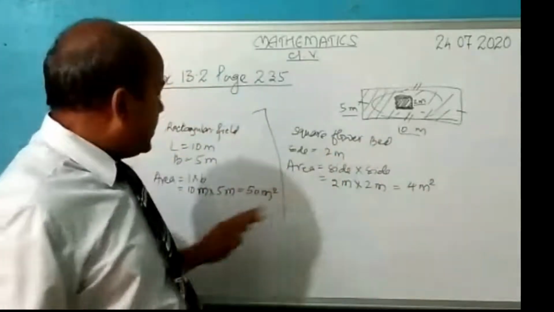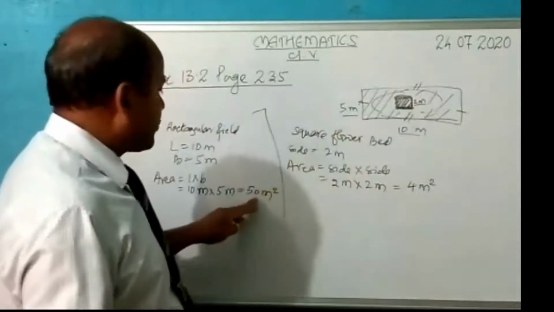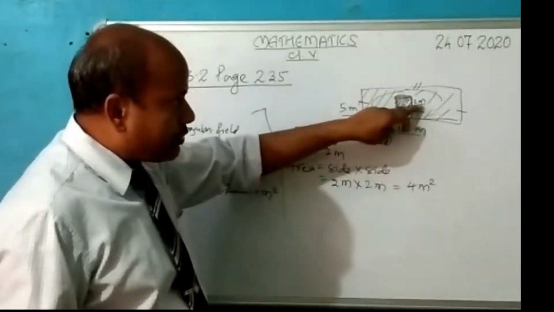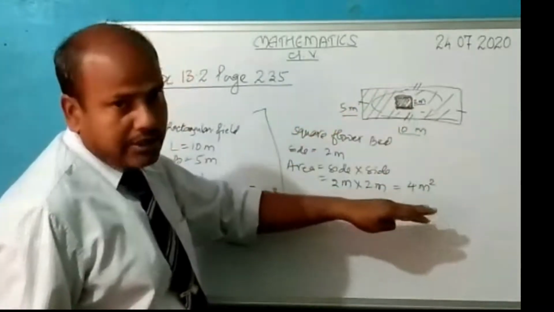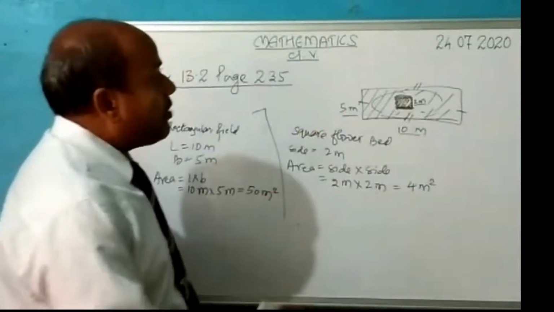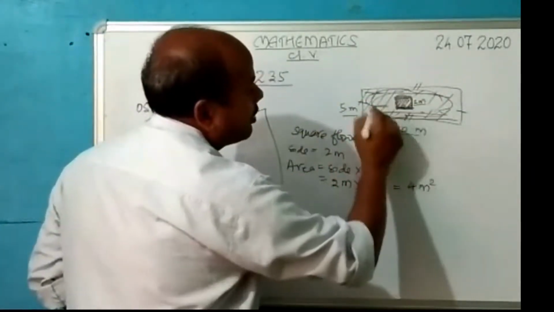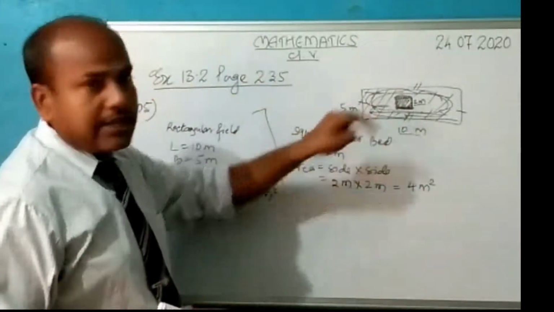Okay. So this is the rectangular field, the entire field. Its area is 50 square meter. In the middle there is a square flower bed with side 2 meter. So we have calculated its area, which is 4 square meter. Now how much mud is required? So this area you have to find out. For this, from the total, subtract this area and you will get it.